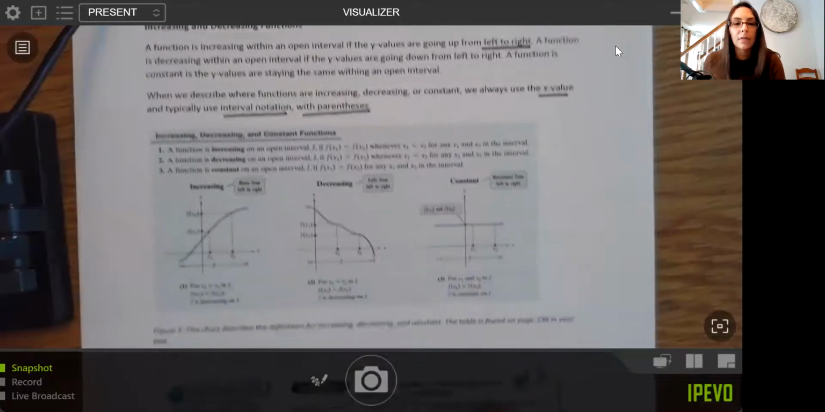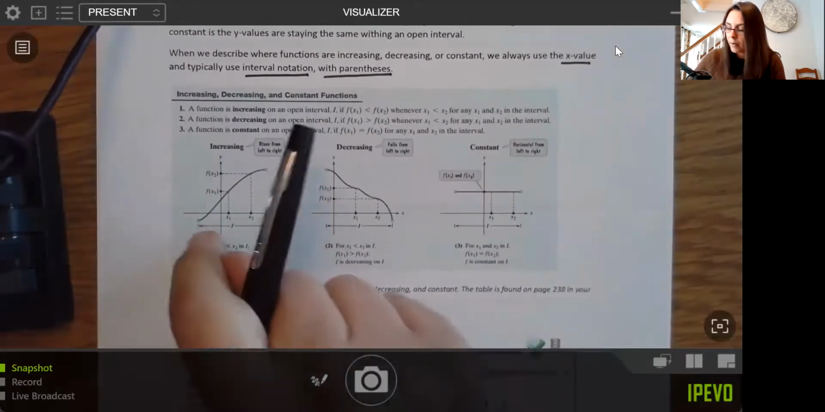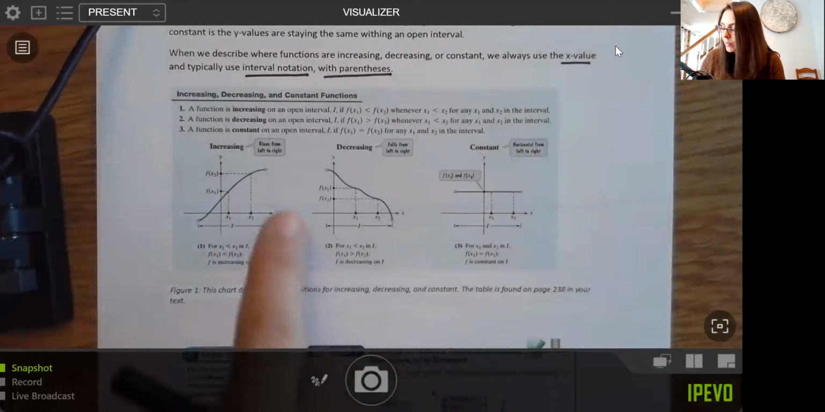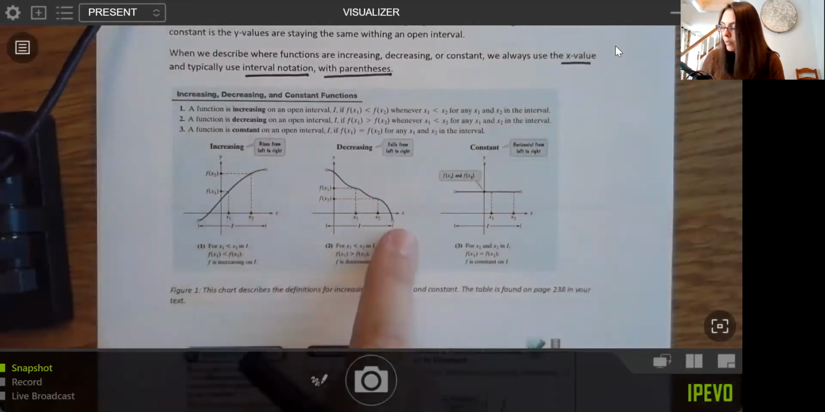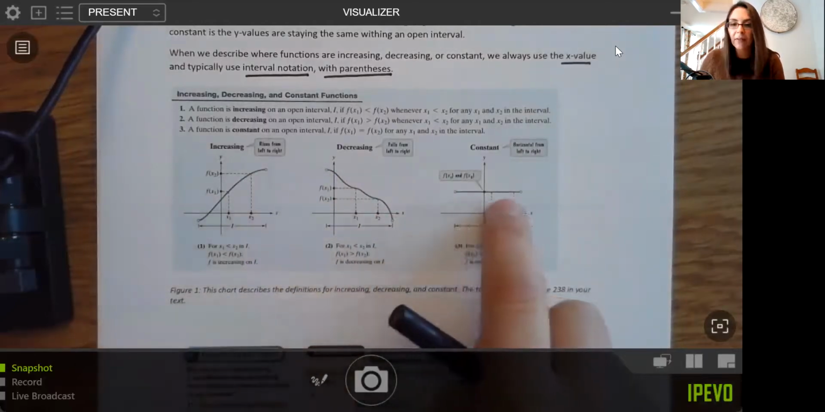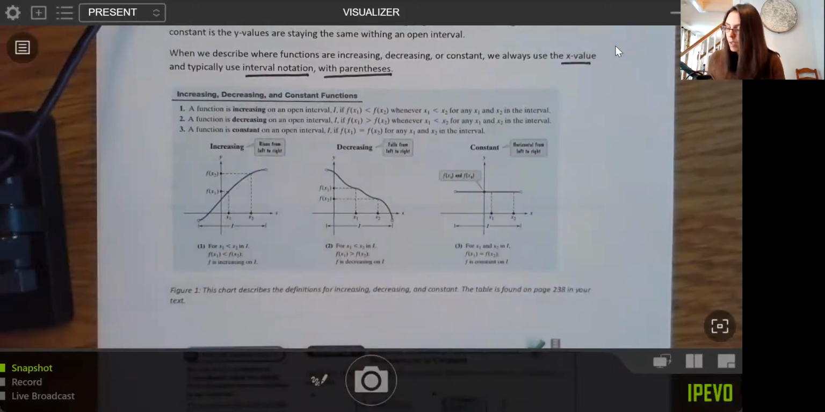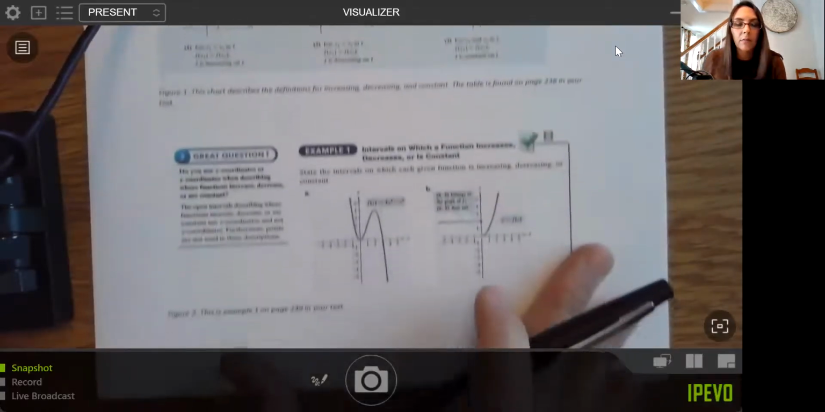Here is a picture from your textbook that I thought was nice. You can see this part of the graph is increasing. This part is decreasing overall, even though there are little bumps, it's still going downward. And then something that was constant would have a flat part to it. Let's look at an example.